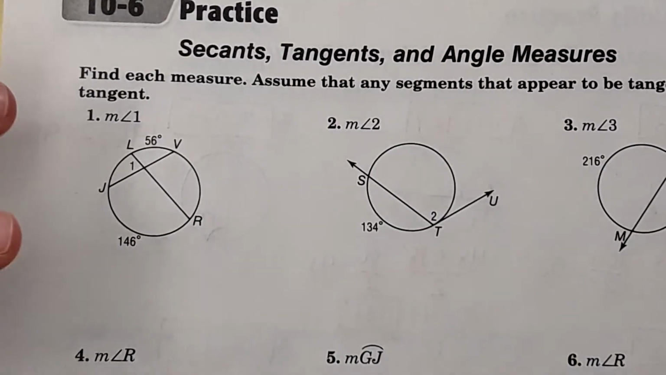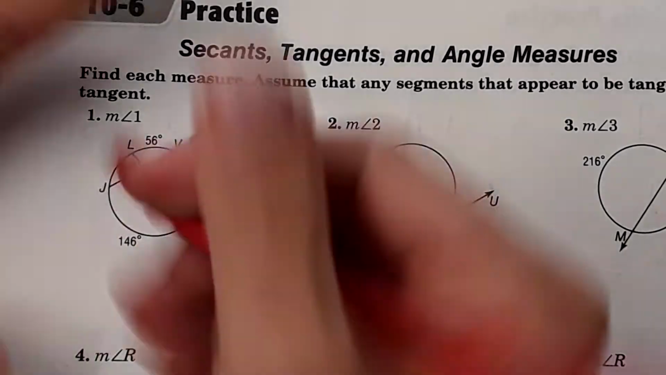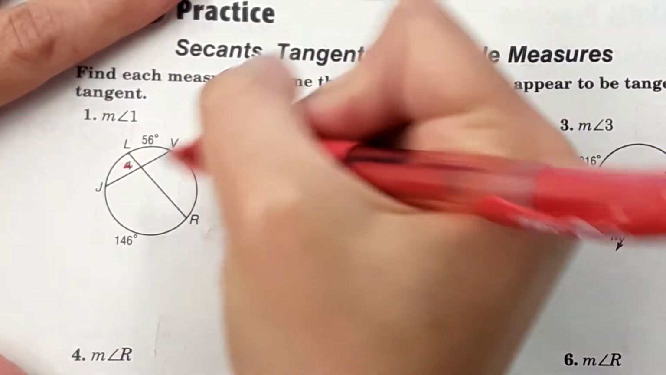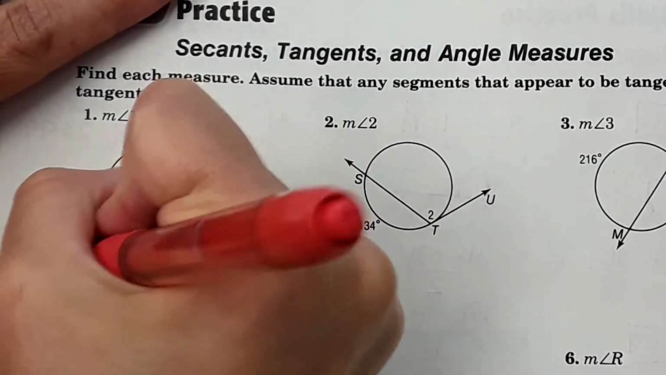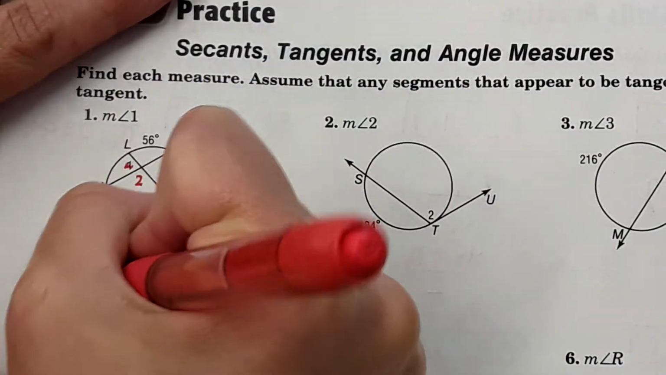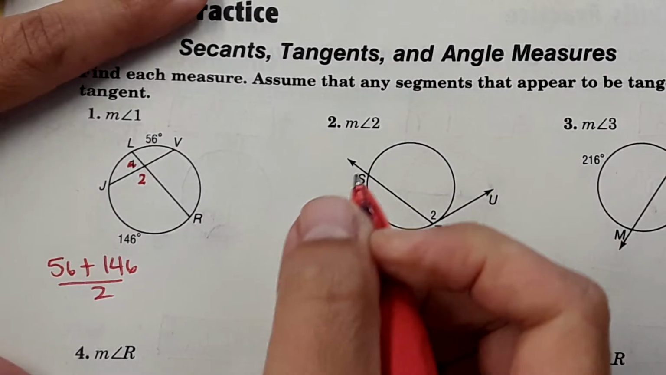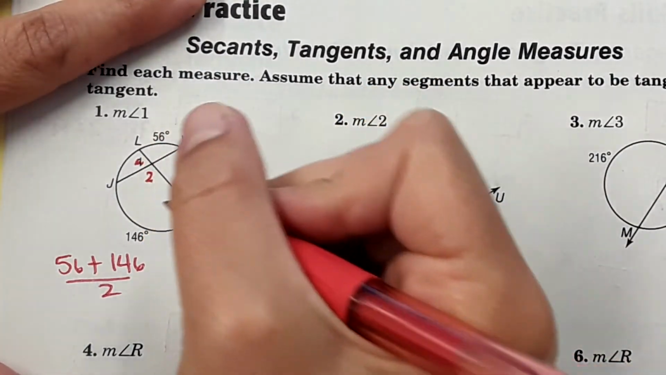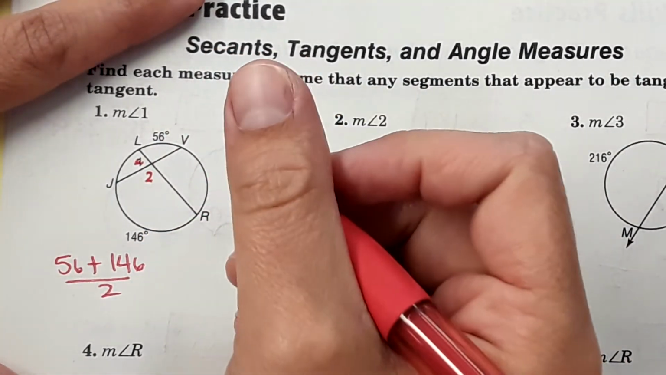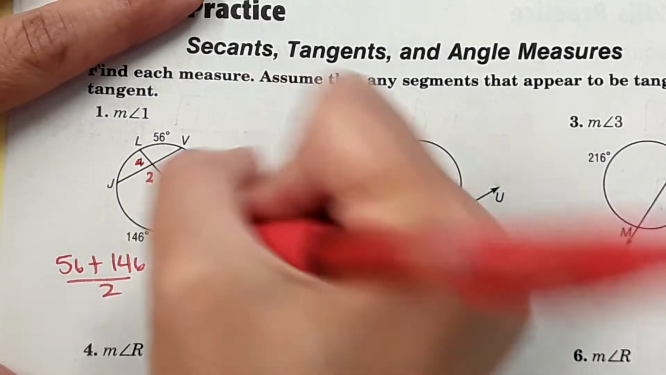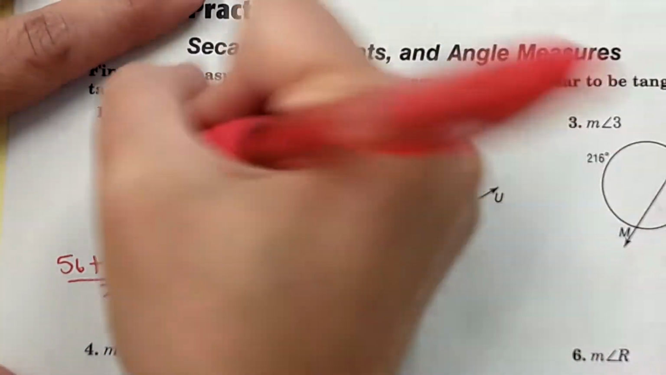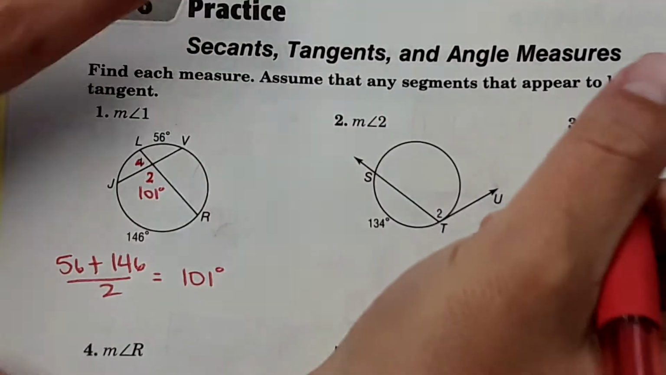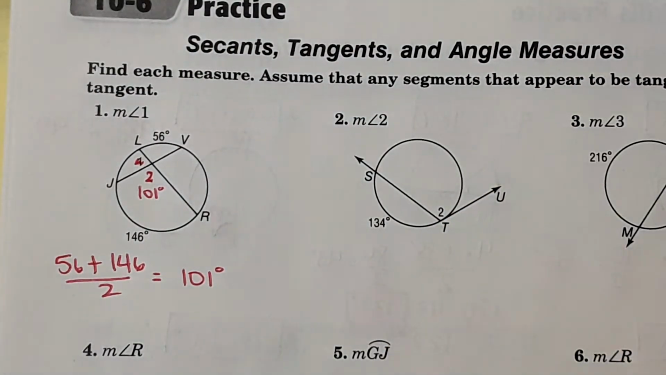Okay, measure of angle 1 this time. However, we're actually going to solve for this one first. So 56 plus 146 divided by 2 gives us this angle. And that comes out to 101. I got 135. Maybe I'm looking at the wrong thing. No.